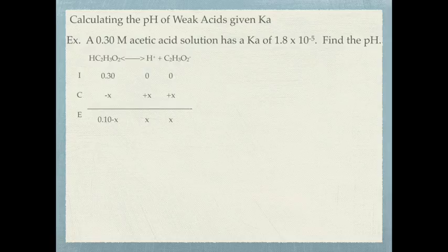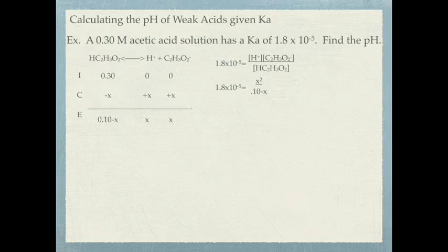Okay. Now what I need to do is write my equilibrium expression. I know my Ka here is 1.8 times 10 to the negative fifth, so I'm just going to plug that in. And that's going to equal my concentration of hydrogen ions times my concentration of acetate ions all over my acetic acid concentration. So now I can plug in my variable. So 1.8 times 10 to the negative fifth equals x squared over 0.30 minus x. Okay? Now, here's the thing. Based on the rule of 100, if you take 0.30 and divide it by 1.8 times 10 to the negative fifth, that's going to be greater than 100.